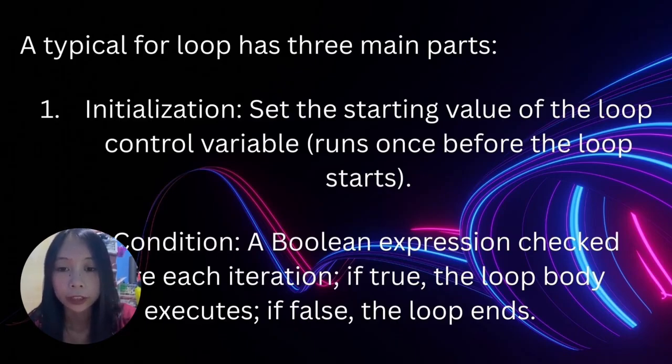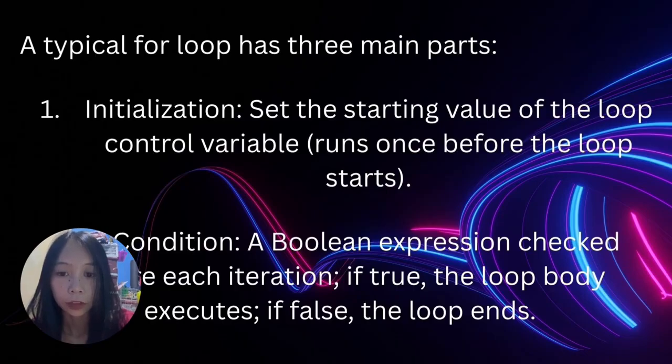First, we have initialization. Set the starting value of the loop control variable. Runs once before the loop starts. So initialization means you declare and assign. Initialization has three components: the data type, variable, and value. It is needed for our looping to work.